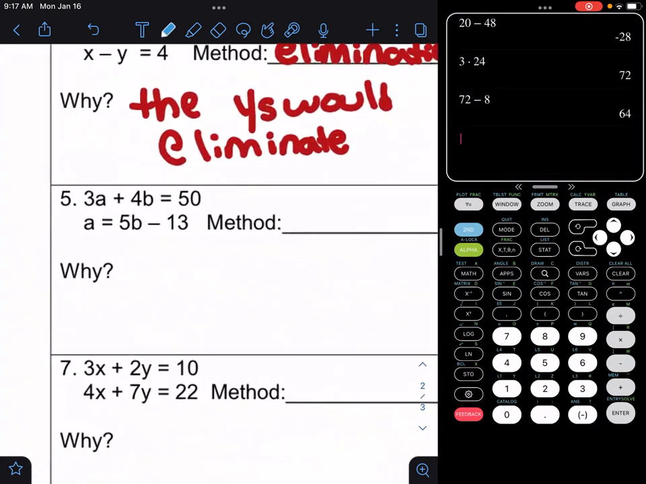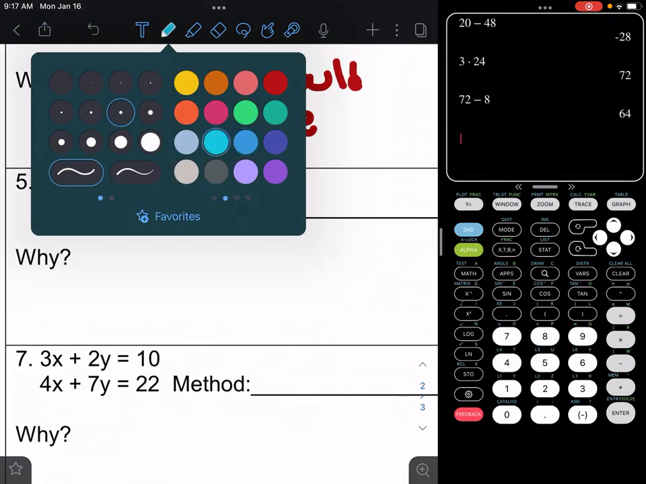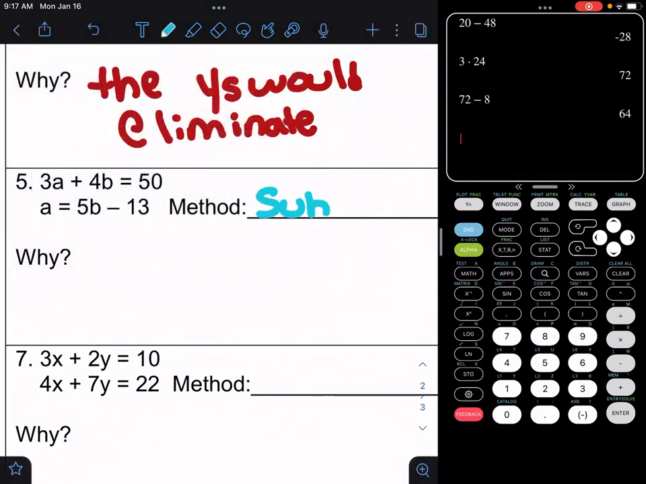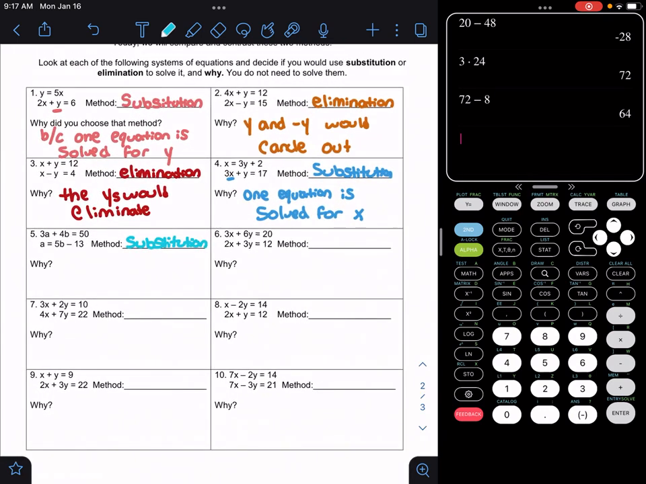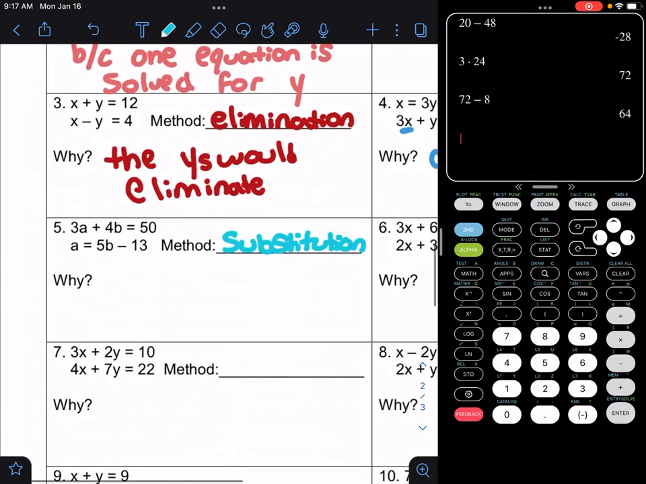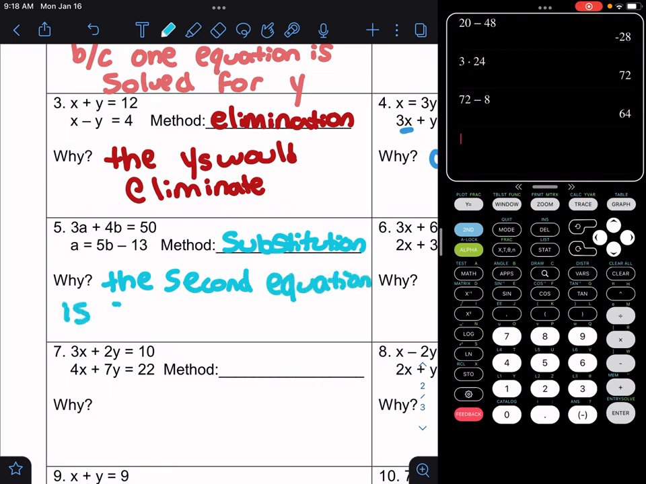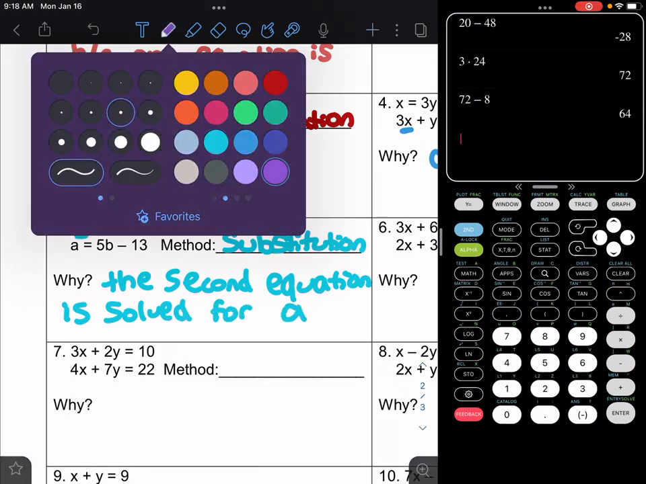Alright, let's look at this next one. Number 5. Number 5, I like the substitution method. I definitely spelled that wrong. Okay, fine. Substitution method because the second equation is solved for a, making it easy to just plug in what a equals.